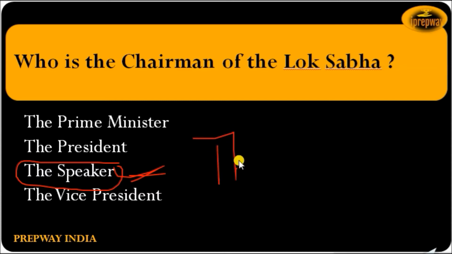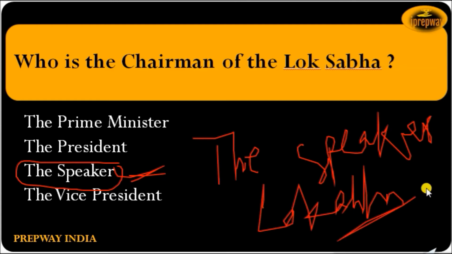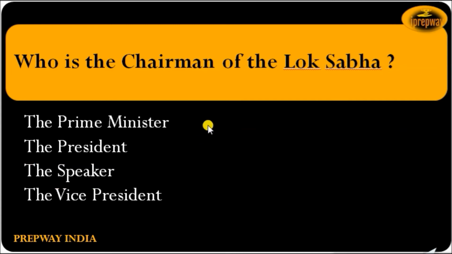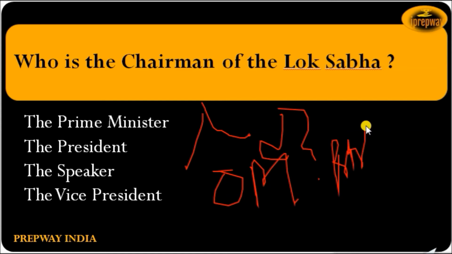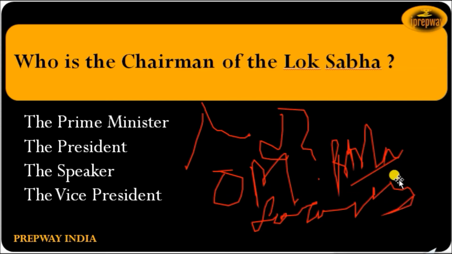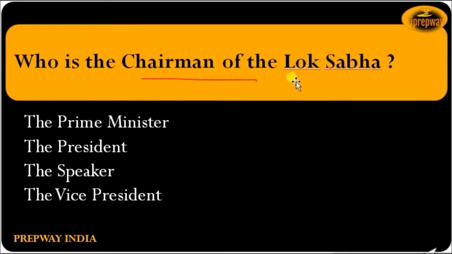The Speaker is the chairman of the Lok Sabha. So who is the chairman of the Lok Sabha right now? That is Om Birla. Om Birla is currently the chairman of the Lok Sabha, from the Kota constituency. So the Speaker is the right answer.